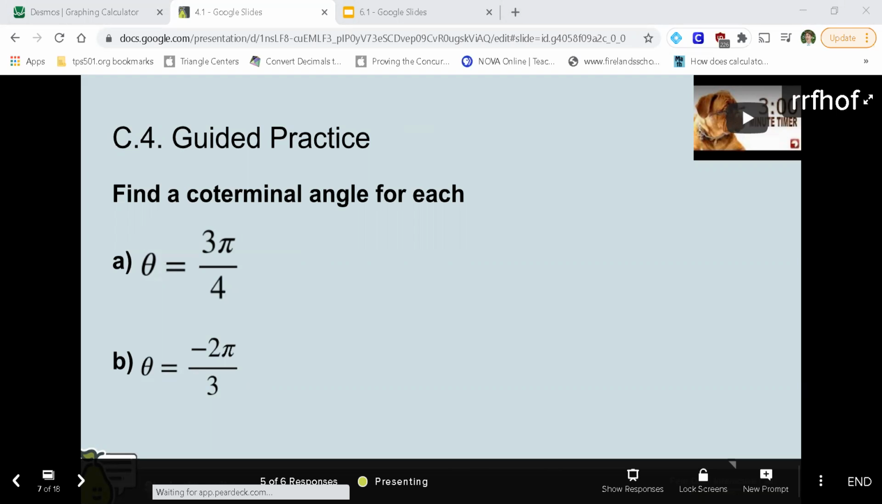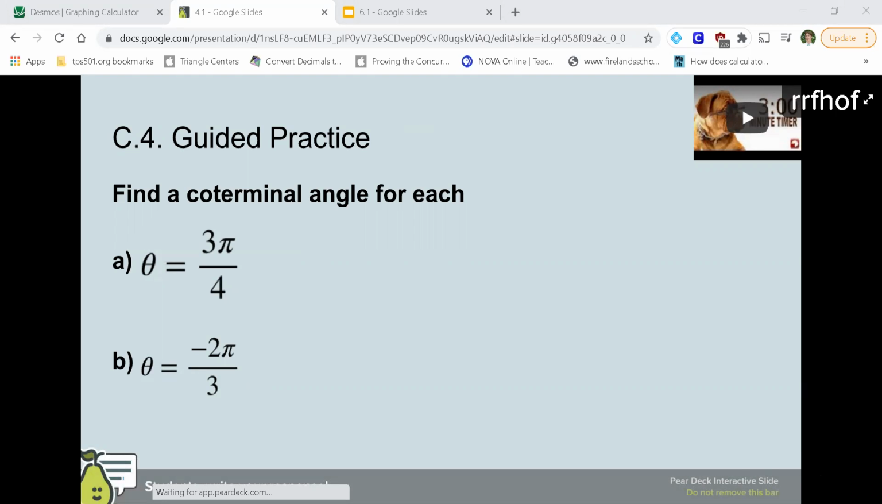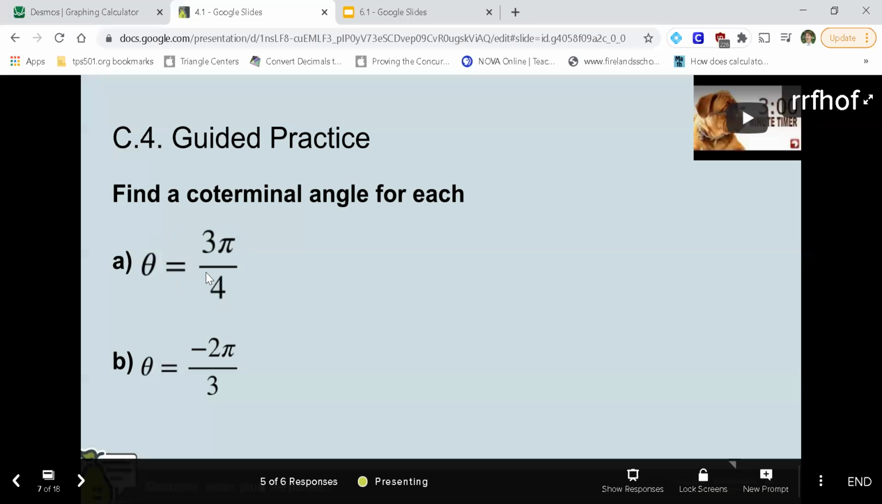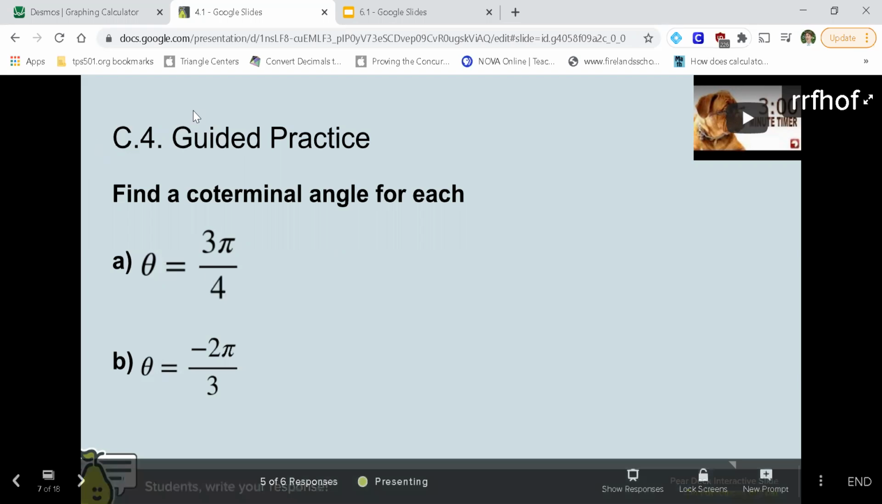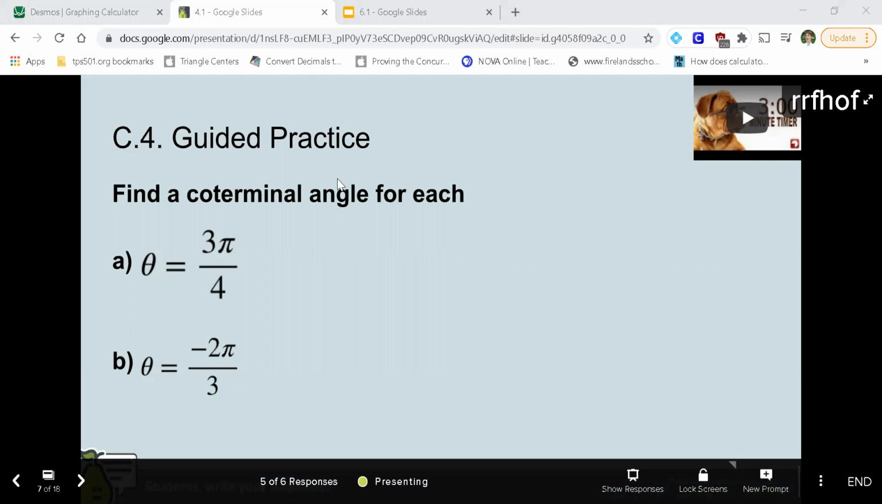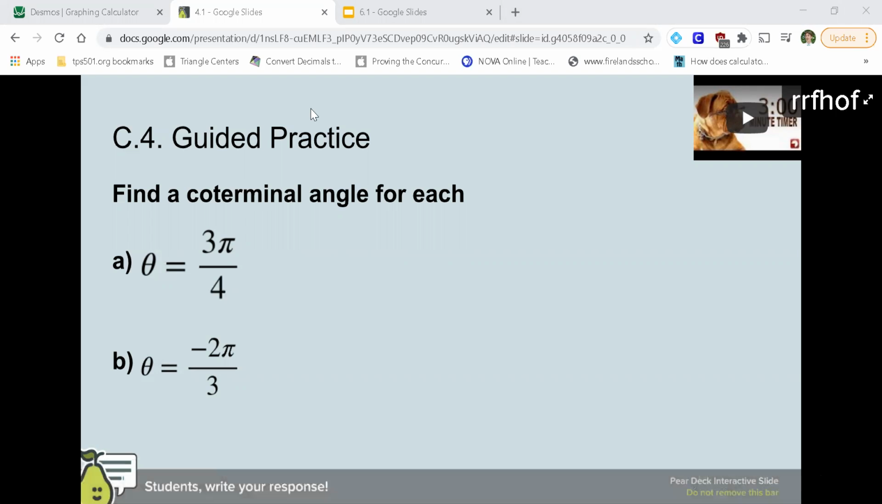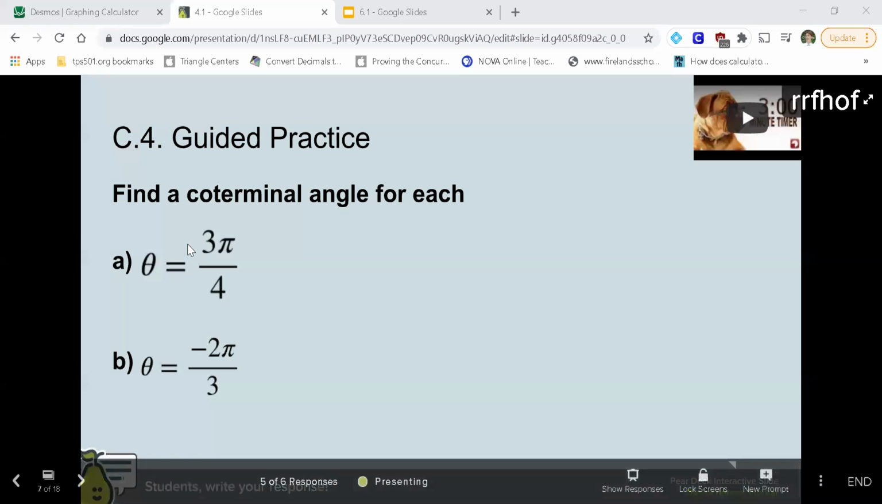Hayden, Mr. Eddie. All right, what do you think I should do for this first one here to find a coterminal angle? What do you think, Hayden? What should I do to find my coterminal angle here?